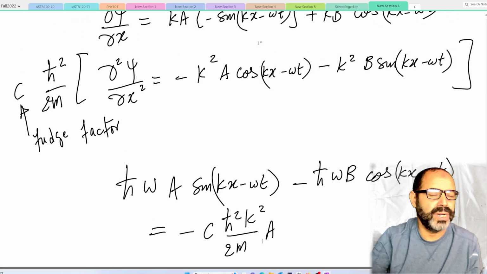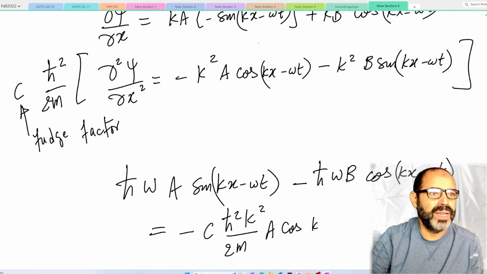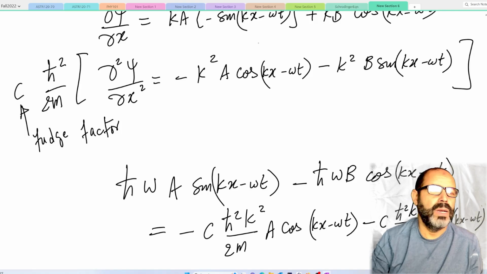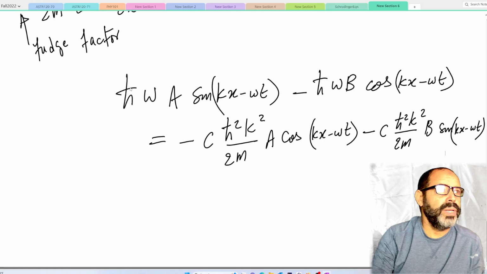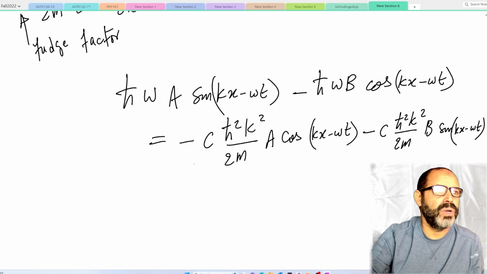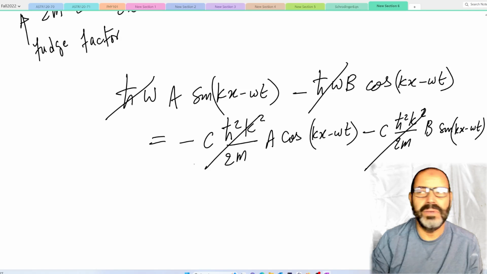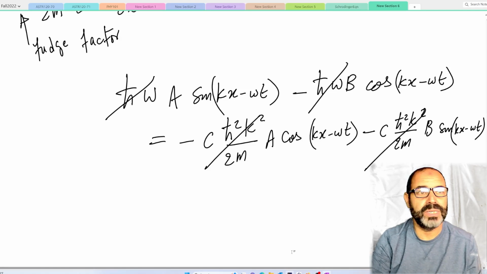So the first term is a cosine of kx minus omega t, and the second term is a similar one, except I have c h bar squared k squared over 2m times b now, and I have a sine of kx minus omega t. Well, we wanted h bar omega equal to h bar squared k squared over 2m, so we have to request that. So these two terms are the same on both sides, so they cancel. Okay, that's a requirement. That's what the physics led us to.